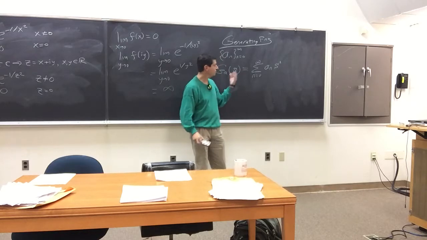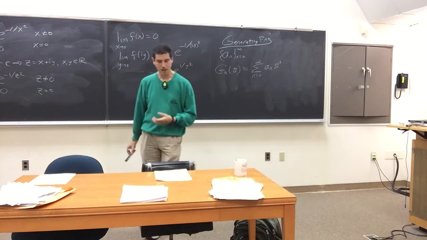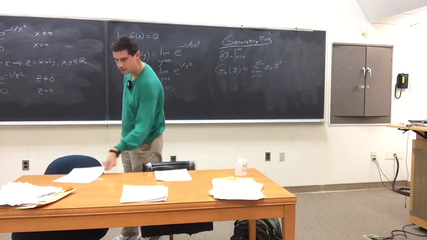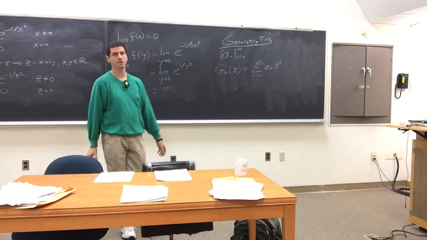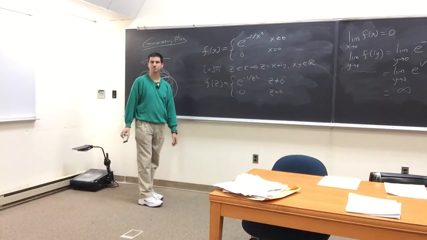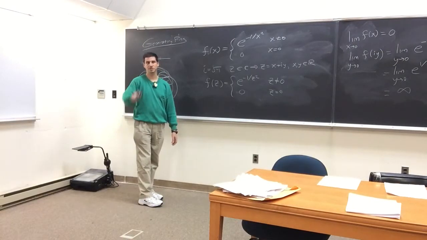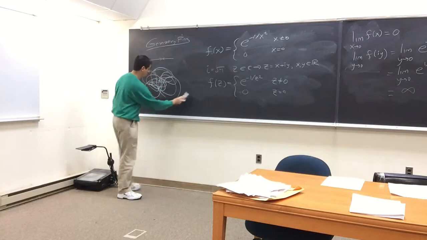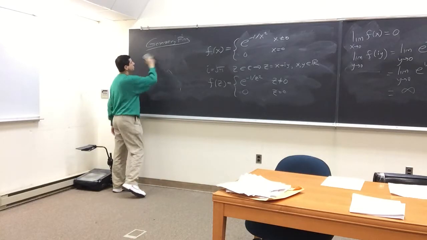And we've already seen generating functions for the Fibonacci numbers. And so then the question becomes, what can we say about these generating functions? Whenever you get a sequence, what's the first question you should ask? Or a series, yes. Does it converge? So let's do a couple of examples.